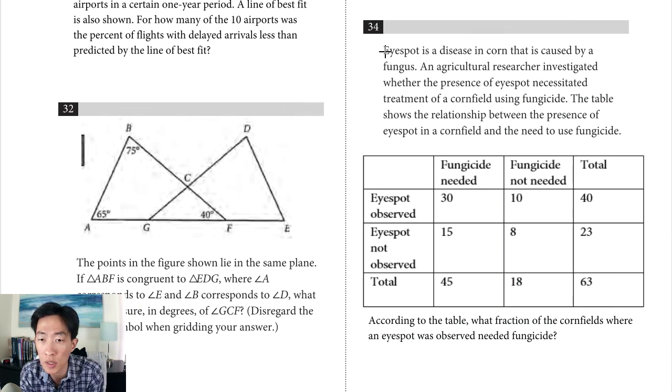Question 34, eye spot is a disease in corn that is caused by a fungus. An agricultural researcher investigated whether the presence of eye spot necessitated the treatment of cornfield using a fungicide.